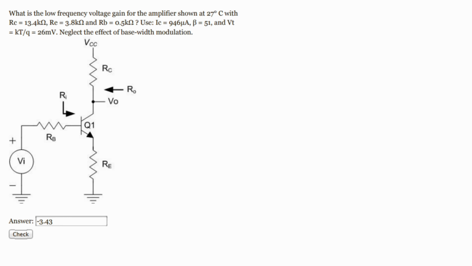For this problem, we're asked what is the low frequency voltage gain for the amplifier shown at 27 degrees C with RC, RE, and RB values. We are also given our IC, beta, and VT. We're to neglect the effect of base width modulation, and the answer is given to us right here, but it's important to know how to solve it.